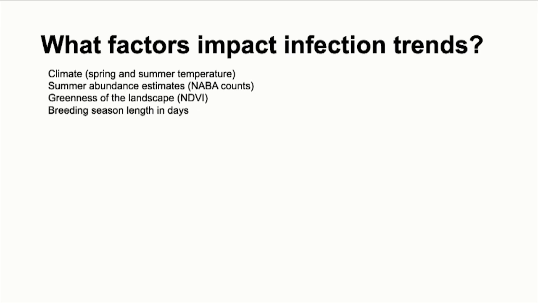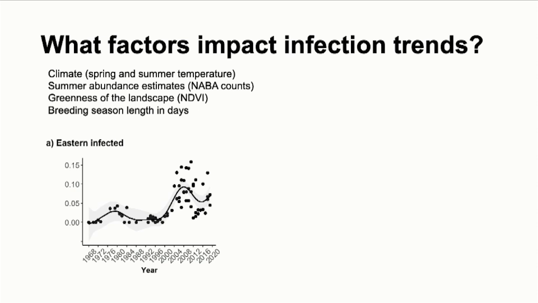All right, so we wanted to dig further, and this is the last result I'm gonna tell you about, but basically we wanted to know if there were any other factors that could be impacting the trends that we saw. So we asked whether or not climate was impacting infection trends, whether summer abundance, as NABA estimates could tell us, are impacting infection trends. Also, we were curious about greenness of the landscape, which would indicate resources, and lastly, breeding season length.